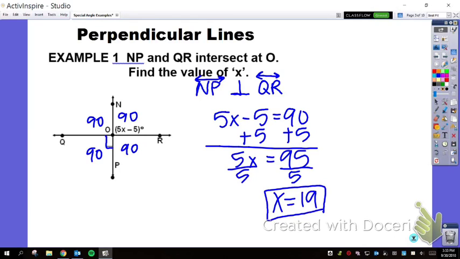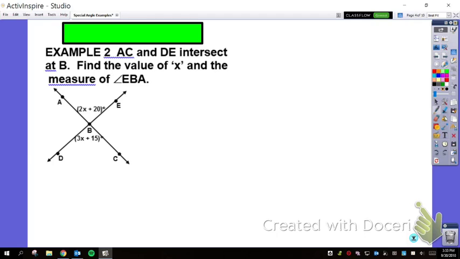Moving on to example 2. On example 2, it says AC and DE intersect at point B. Find the value of x and the measure of angle EBA. So we have to look at the pieces that they gave us. They gave us 2x plus 20, which is this angle, which would be angle EBA. And they gave us this angle, 3x plus 15, which would be angle DBC. And we have to figure out which one of our angle pairs that is.